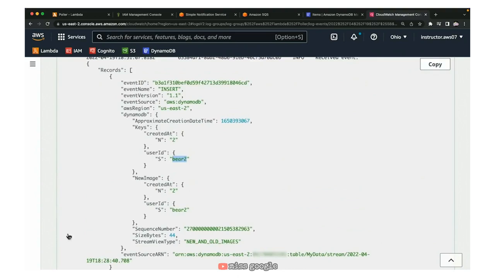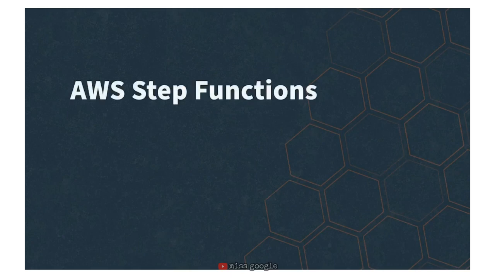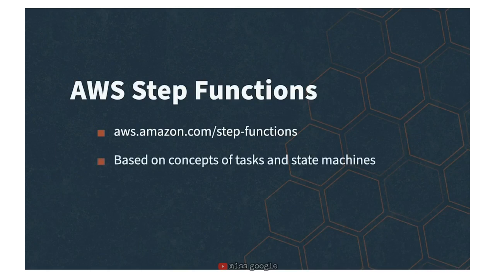This way we can have all these different processes working together, sending messages, and processing all the data that we need in our app. So now I want to cover just briefly step functions. You can see more at aws.amazon.com/step-functions. I just want to cover the basic concepts of tasks and state machines here.